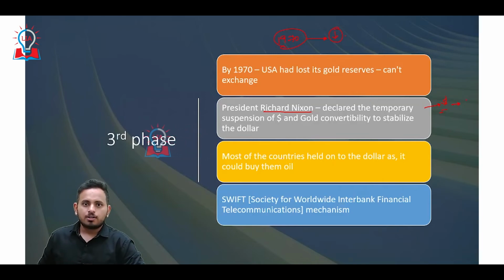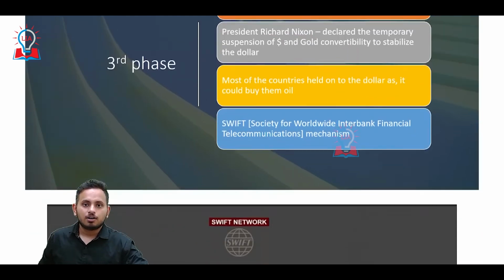And most of the countries started piling up dollars, because it was only the dollar that could give them crude. And crude was the source for energy, and crude was the source for the global economy. So all the other countries started stockpiling dollars. At the same time, the US came up with a mechanism for international transactions called SWIFT, the Society for Worldwide Interbank Financial Telecommunication, which deals with international trade.